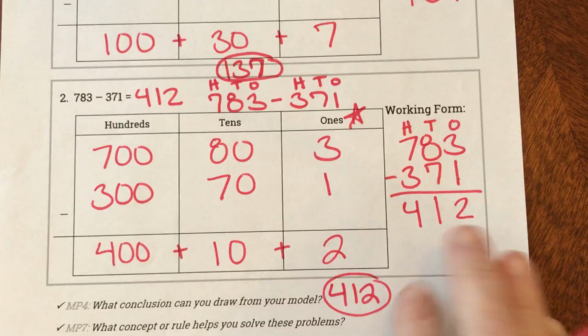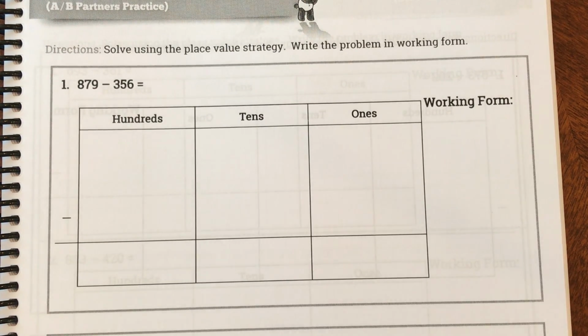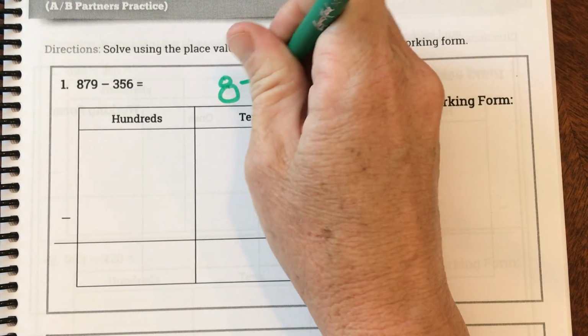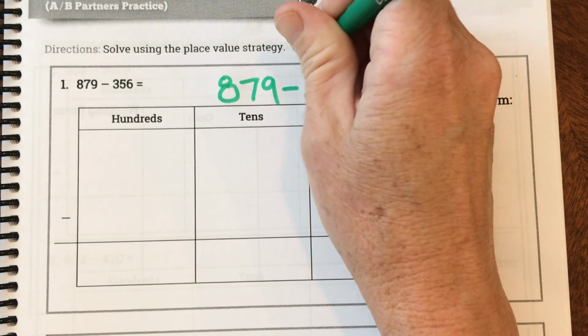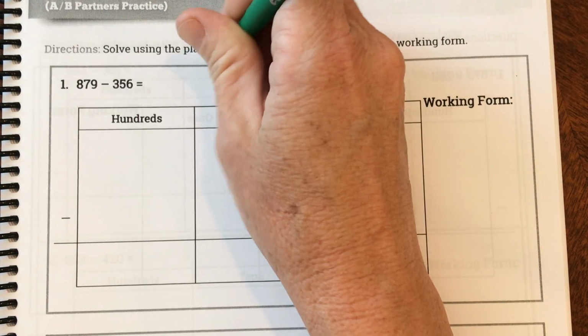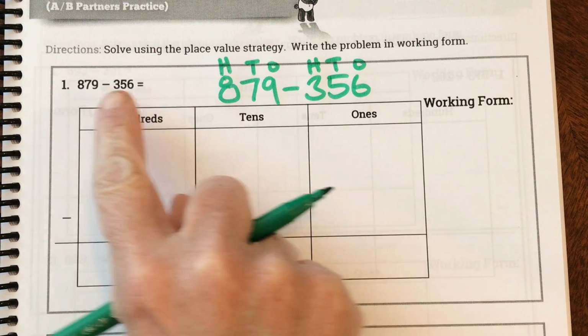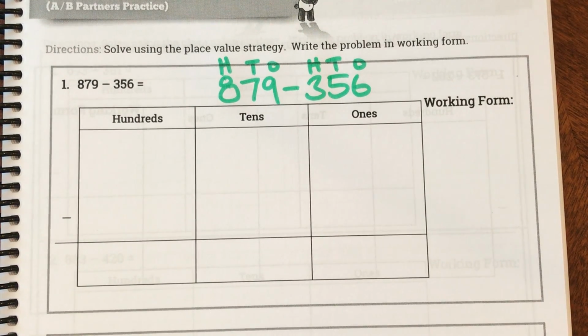Okay, let's try some of these together. We are on page 32, and here's our first problem. We have 879 subtract 356. Okay, so for me, I'm going to write it a little larger. You don't have to do this step, but what you do have to do is put your place values on top of here or on top of here. But you must have your place values, ones, tens, hundreds, written on each, the minuend and the subtrahend.